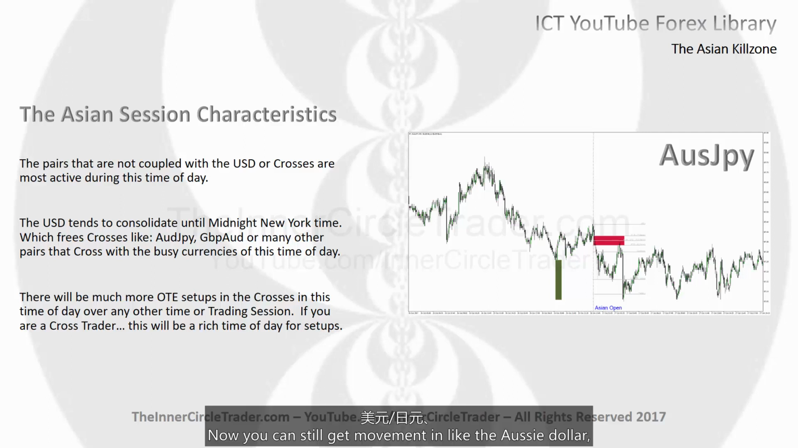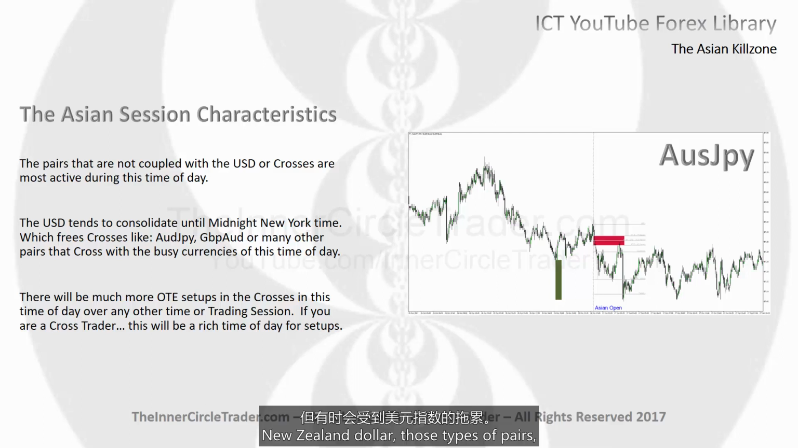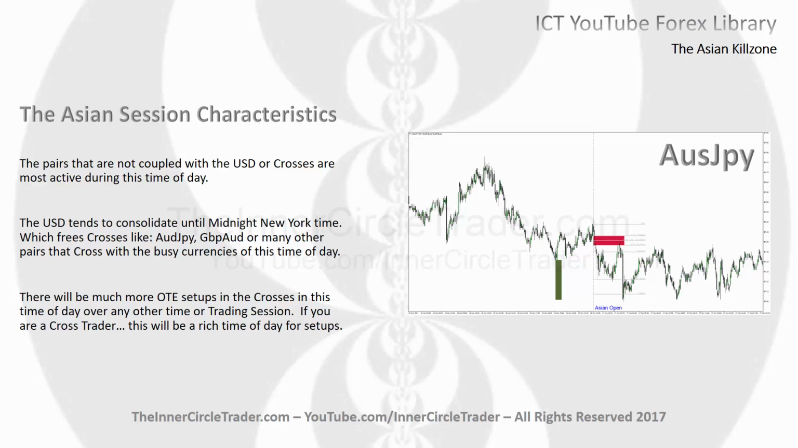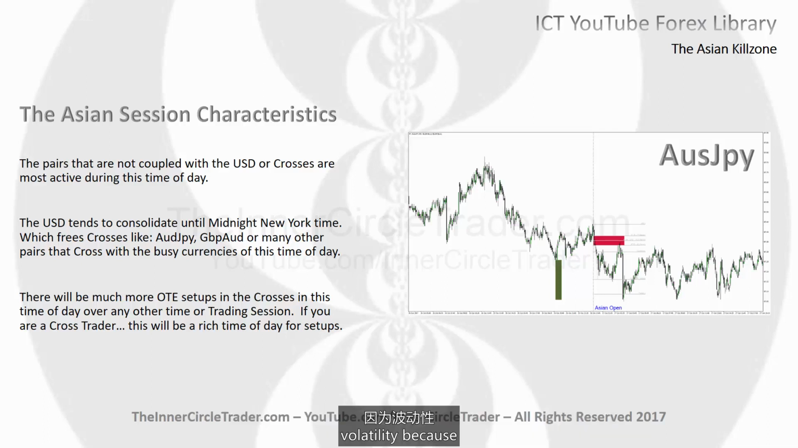Now, you can still get movement in the Aussie dollar, the dollar yen, New Zealand dollar, those types of pairs, but you're going to be getting a drag sometimes because of the dollar index. You get much more volatility by having it coupled with a cross. In other words, like a Euro Aussie, a pound Swissy, something like that, where you have a lot more volatility because of the cross nature of the pair, and it's not being held back or limited by way of the dollar index.